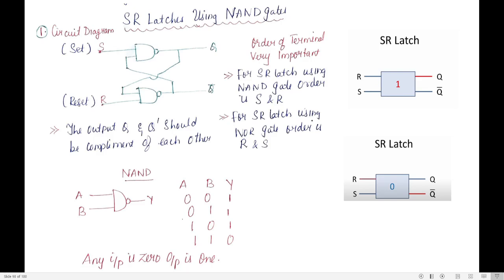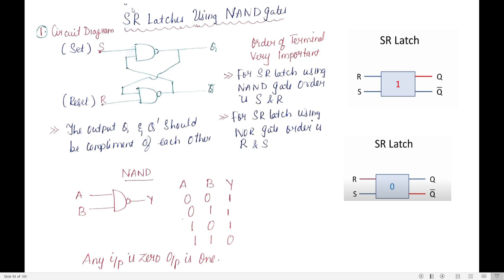Let us see how to design or construct an SR latch using NAND gates. Before that, we should know what a latch is. A latch is a single bit storage element which is used to store either 0 or 1. There are different types of storage elements, latches: SR latch, T latch, D latch, and JK latch.